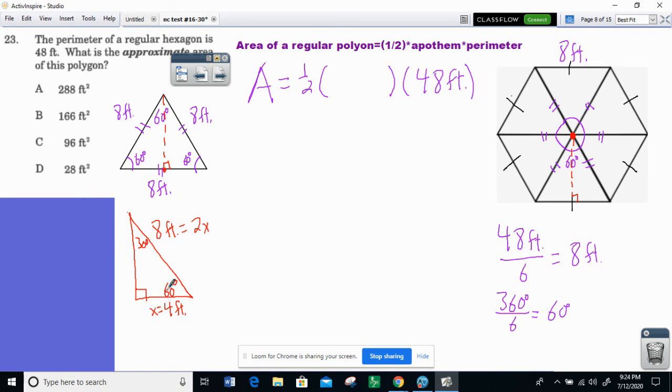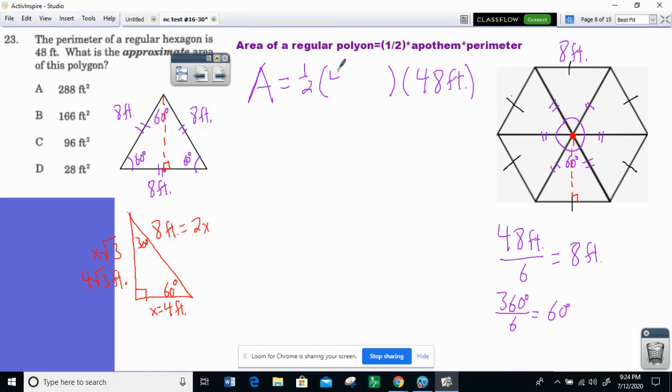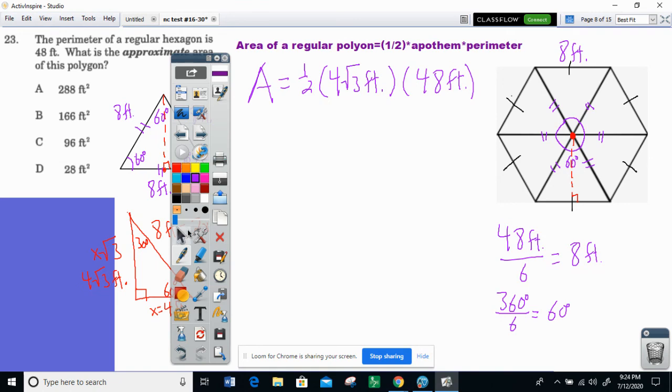And we label the side across from a 60 degree angle in a 30-60-90 triangle x times the square root of 3. So if x is 4 feet, then this is going to be 4 times the square root of 3 feet. So for that apothem, we can plug in 4 times the square root of 3 feet. And let's put this in the calculator and see what we come up with. 1/2 times 4 times the square root of 3 times 48.